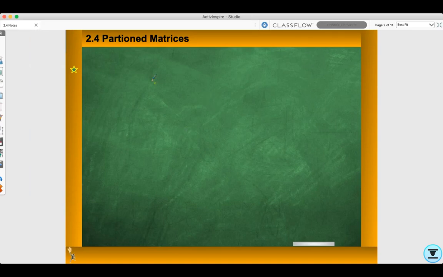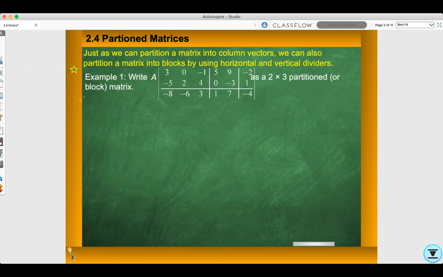2.4, partition matrices. Just as we can partition a matrix into column vectors, we can also partition a matrix into blocks using horizontal and vertical dividers. Example 1, write A as a 2x3 partitioned or block matrix.